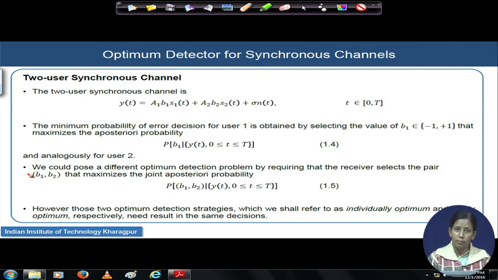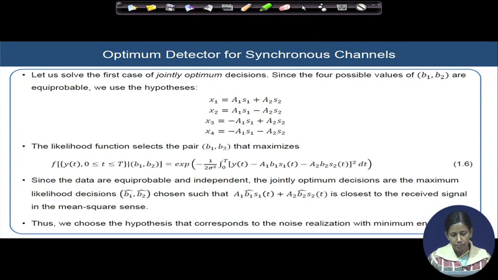We will discuss the pros and cons of both approaches, and remember, we refer to one as the jointly optimum process and the other as individually optimum. So, the first one is the path for individual optimality, and this is the path for joint optimality for the decision of an optimum detector. So, we will start with solving the first case, which is the jointly optimal decisions, and we understand that we have a pair of signals in our hand, B1 and B2, and both are equiprobable.